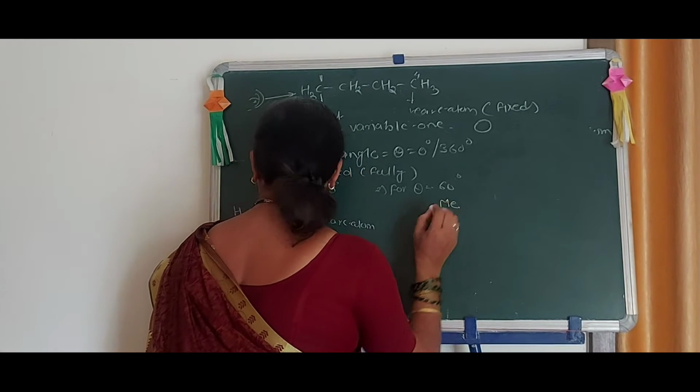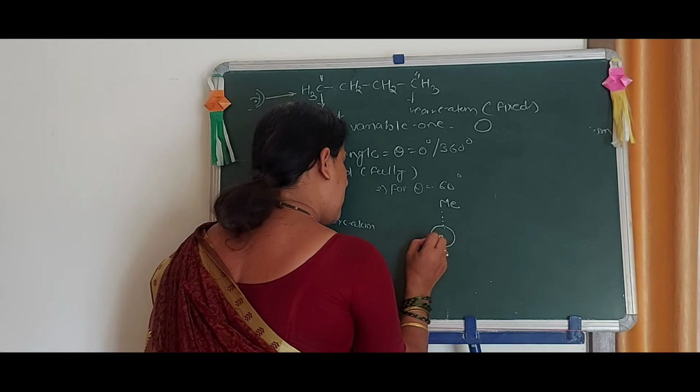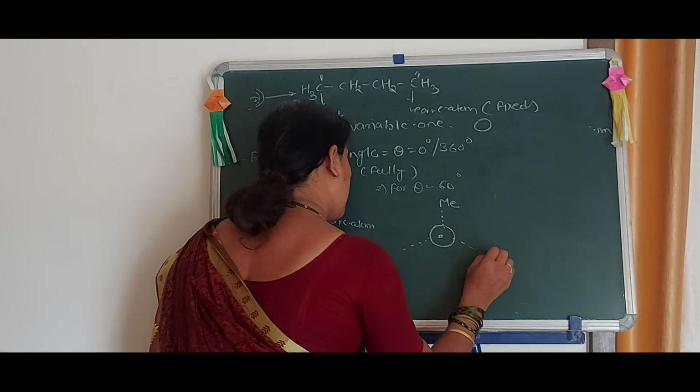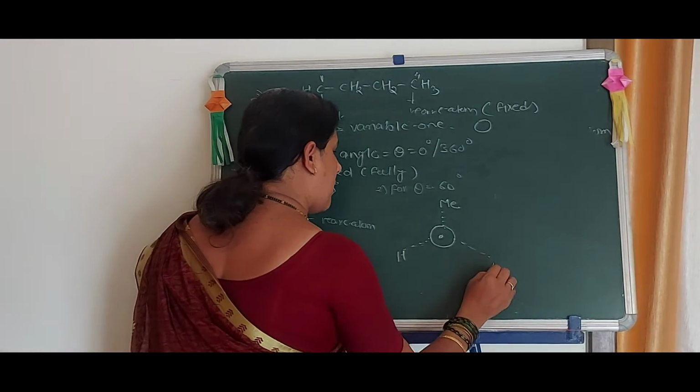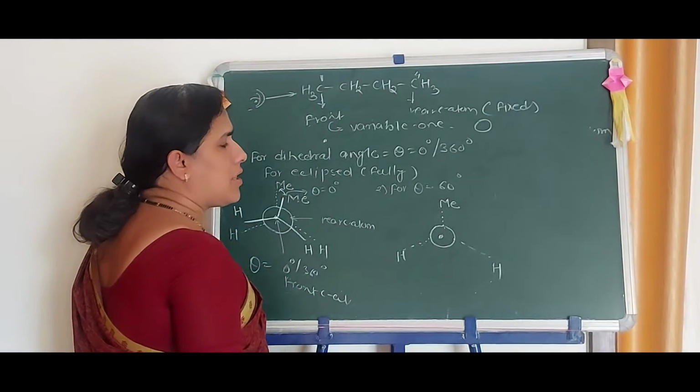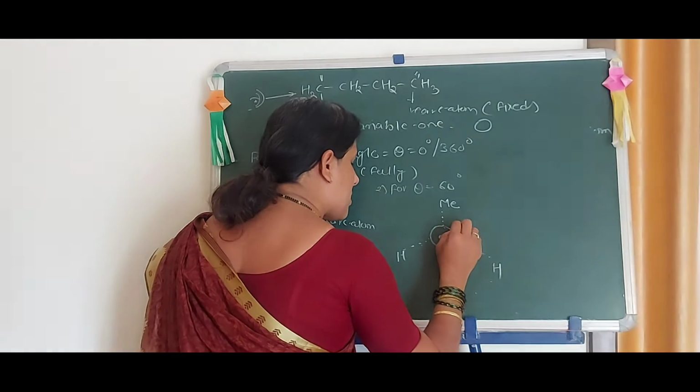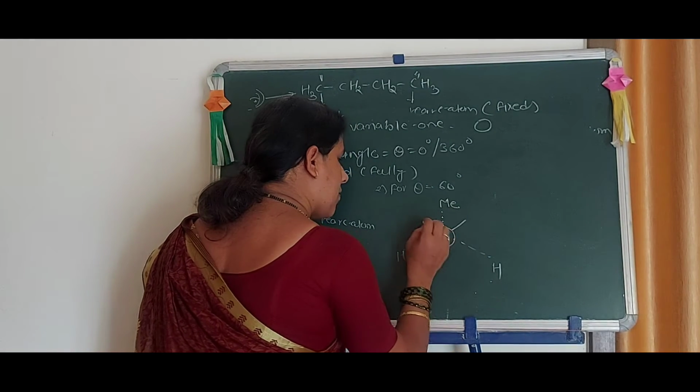Here Me, okay, then here and then here. This is an inverted Y position, here H and here H, and theta is equal to 60 degrees. What is the structure here? Like Y. What is that?